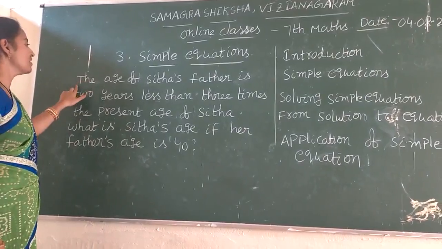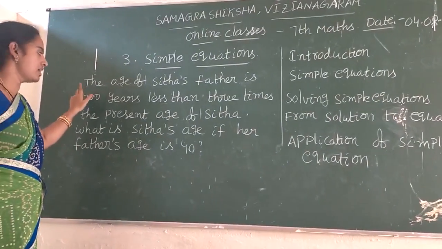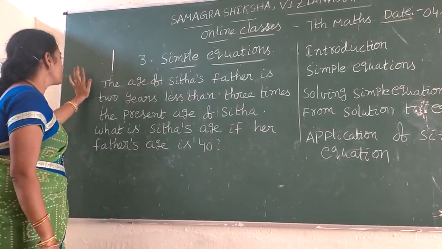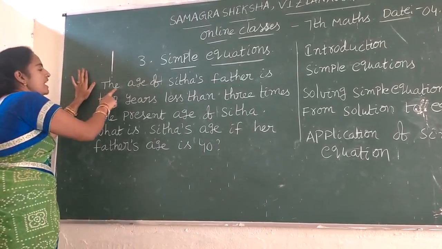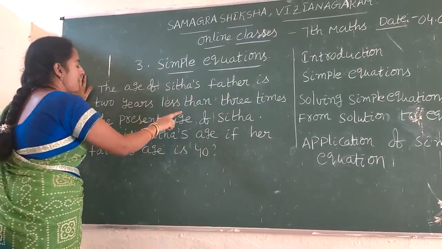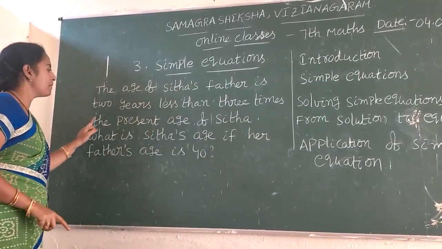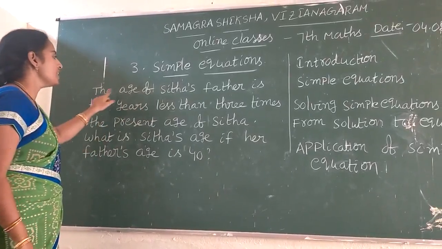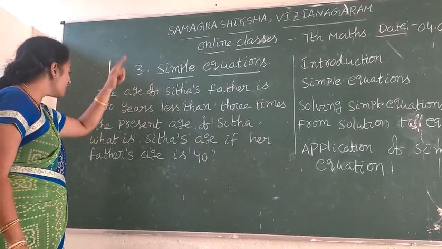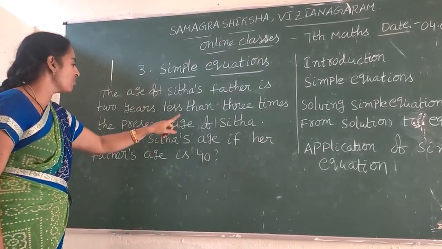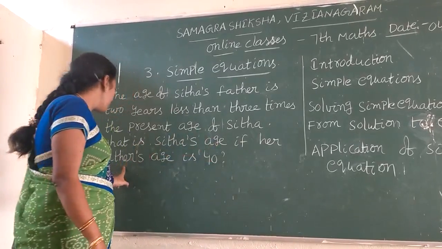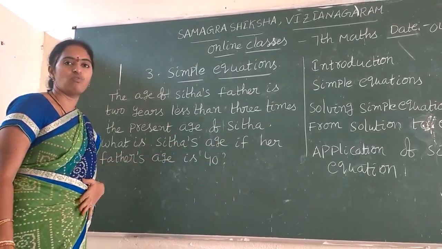In this introduction, first we begin with a mathematical statement. Look, the age of Sita's father is 2 years less than 3 times the present age of Sita. Next, what is Sita's age if her father's age is 40?